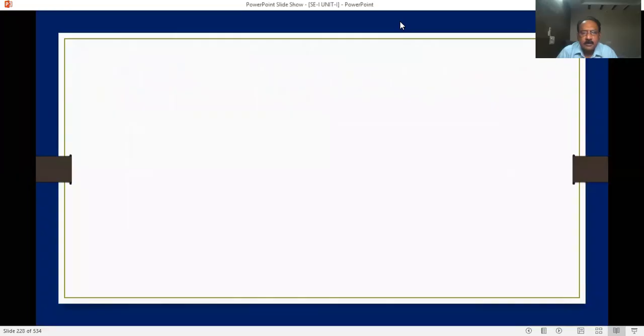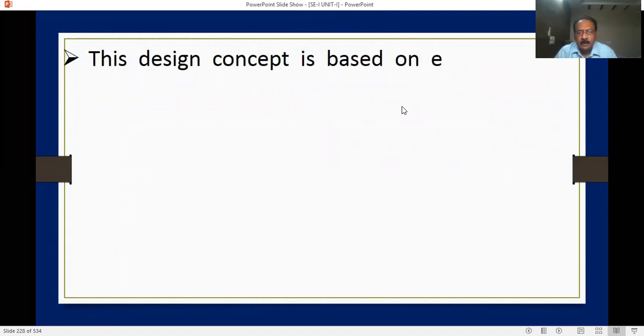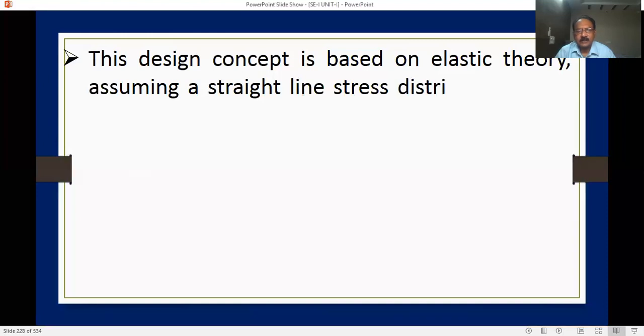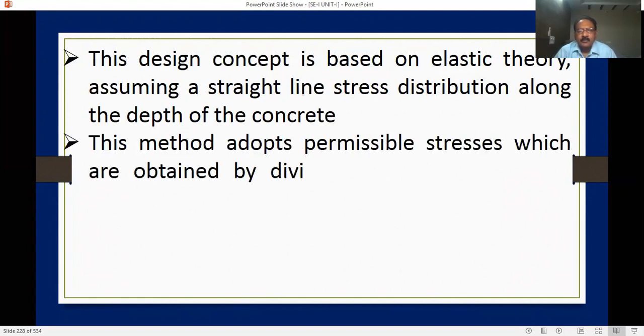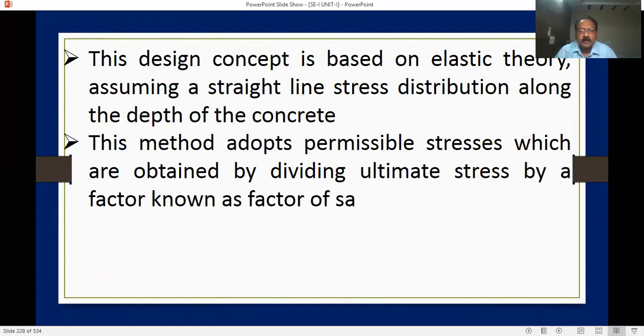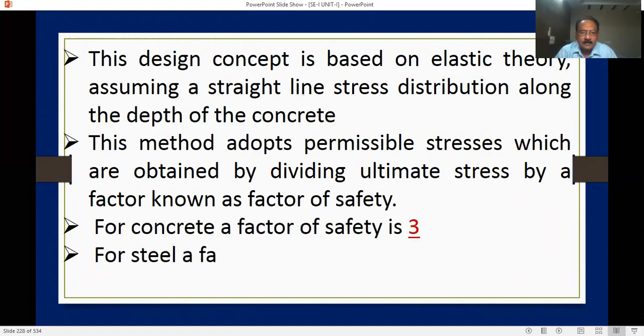In working stress method, what is the important point? It obeys Hooke's law, that is elastic theory, assuming stress is directly proportional to strain. Here, in elastic theory, stress distribution is a straight line along the depth, as I explained in the previous slide.